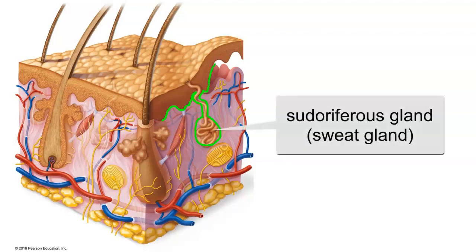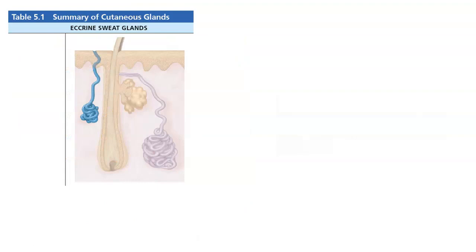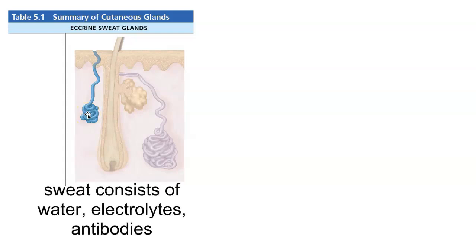Sweat glands are known as sudoriferous glands. And there are two different types of sudoriferous glands that we can find in the skin. Let me show you. The most common type of sweat gland, or sudoriferous gland, is called an eccrine sweat gland. That's what we see here highlighted in blue. Eccrine sweat glands are located all over the body. They have a duct that leads into a coiled tubular gland. And eccrine sweat glands release typical watery sweat that contains water, electrolytes, and some antibodies.